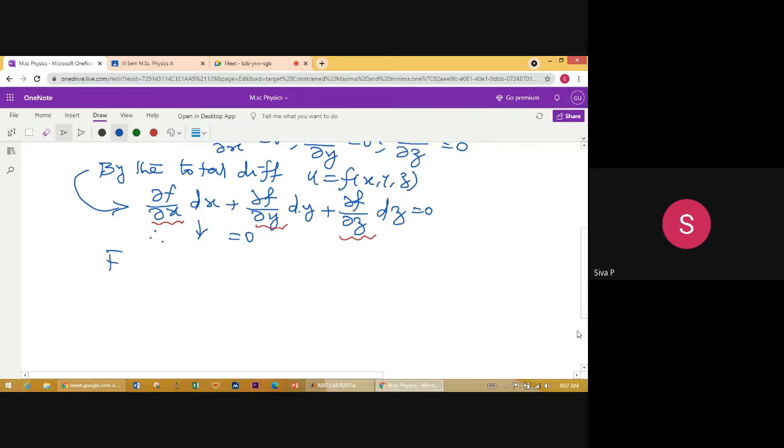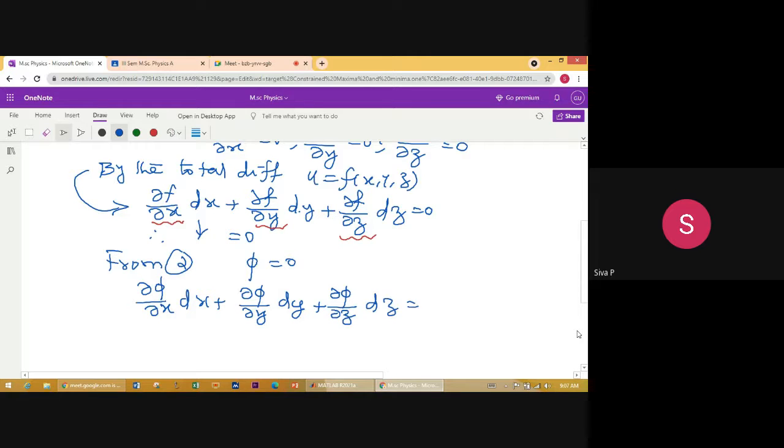From 2, what is 2? Phi equal to 0. So when phi equal to 0, here we are using the condition by the total differential: dou phi by dou x into dx plus dou phi by dou y into dy plus dou phi by dou z into dz equal to 0, which is equation number 3. This is equation number 4.